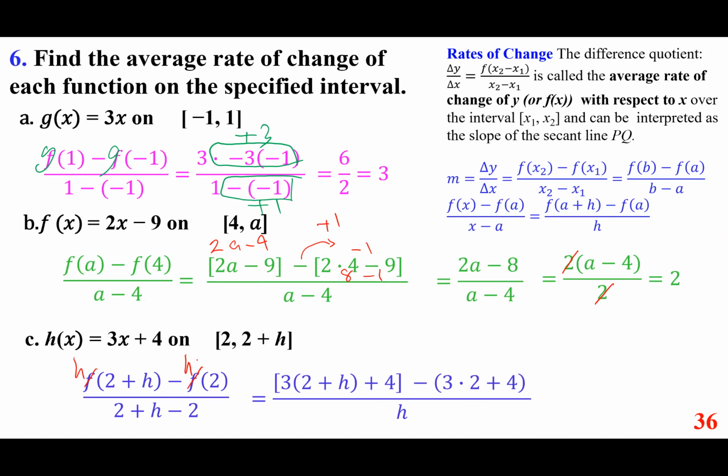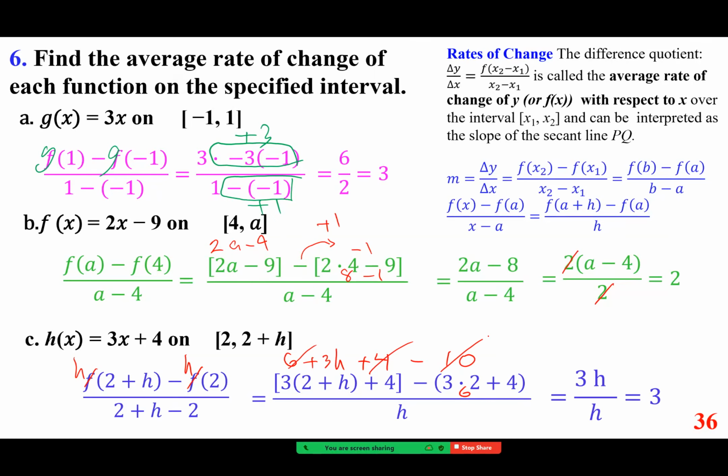So we have 3 times 2 plus h plus 4 minus 3 times 2 plus 4. And to simplify it, we are going to have 3 times 2 is 6, plus 4 is 10. And as you can see, 6 and 4 and negative 10 cancel each other. The numerator is only 3h. And we end up with the answer 3.